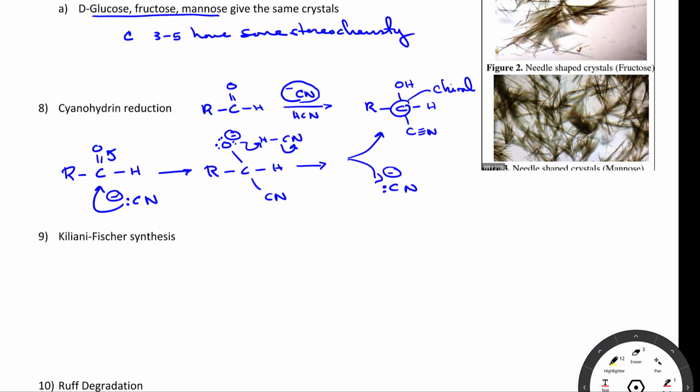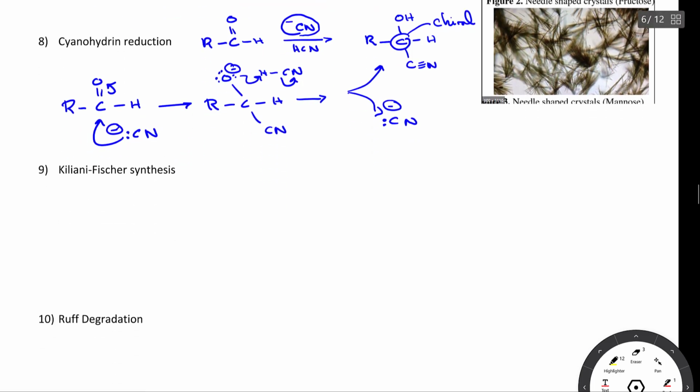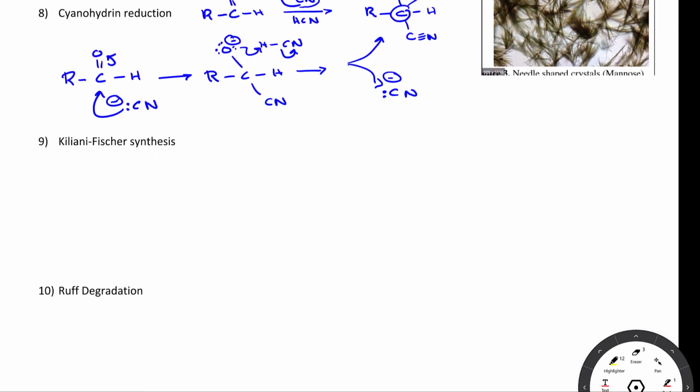Okay, so the next thing I want to talk about is the reduction part. And that brings us to the Kiliani-Fischer synthesis. Let me go over that real quickly, and I'll show you how the reduction takes place in there. The Kiliani-Fischer synthesis is a reaction for extending sugars, for example, C5 to C6, that would be an example of an extension.